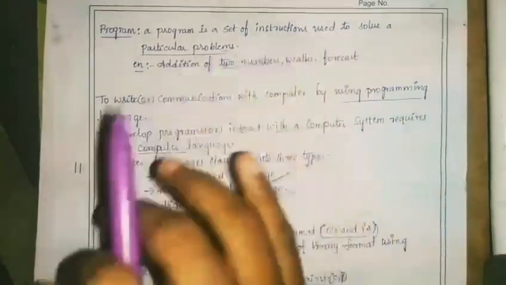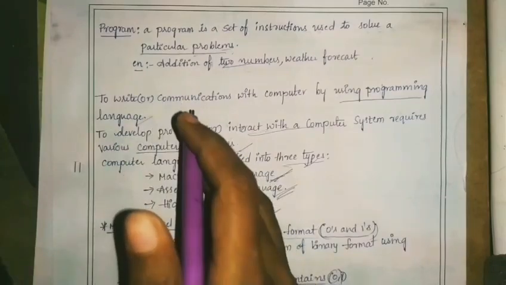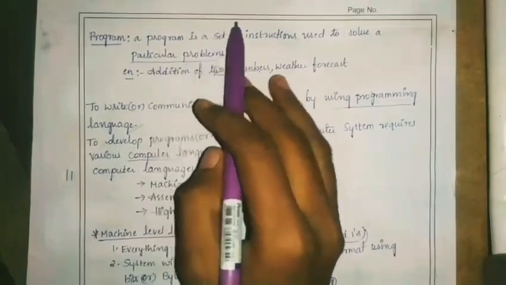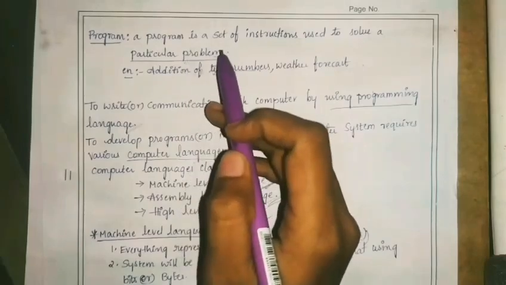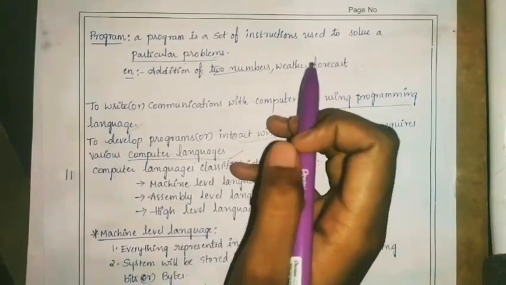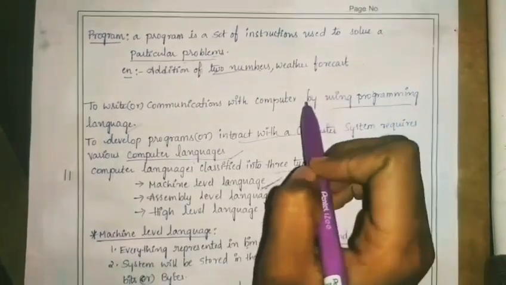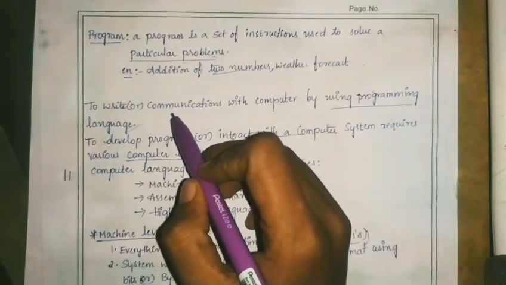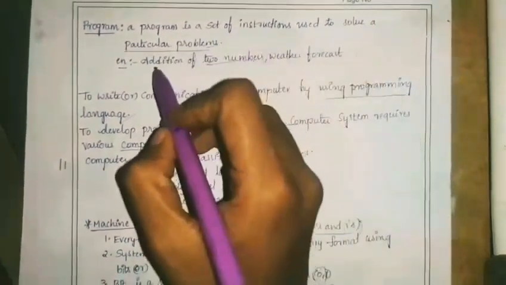Today we are going to discuss programs, computer languages, algorithms and flowcharts. Let's start. Program. A program is a set of instructions used to solve a particular problem. Problems may be similar to addition of two numbers or weather forecasting. To communicate with a computer we use a programming language. That's why we require computer languages to communicate with the computer to solve problems.